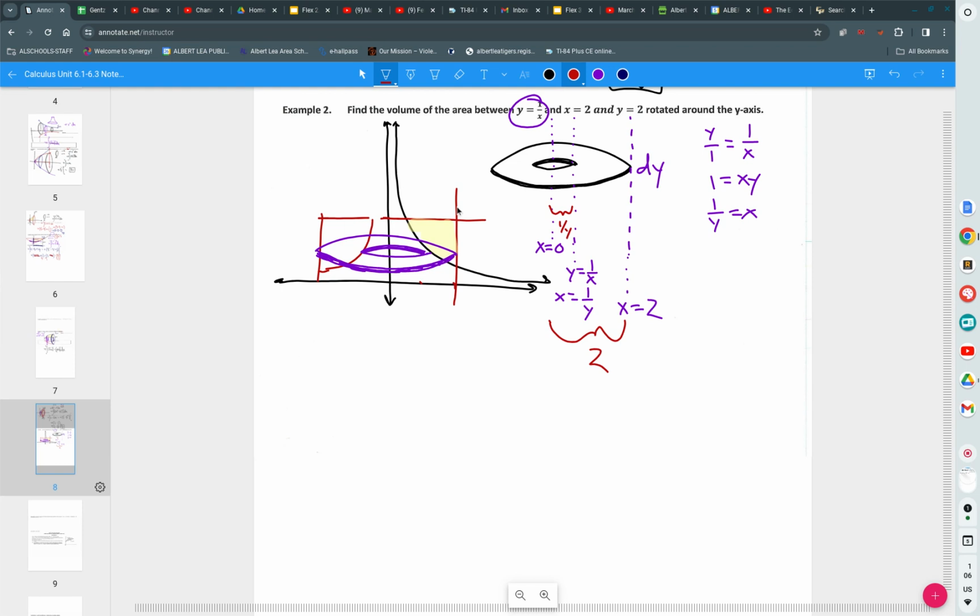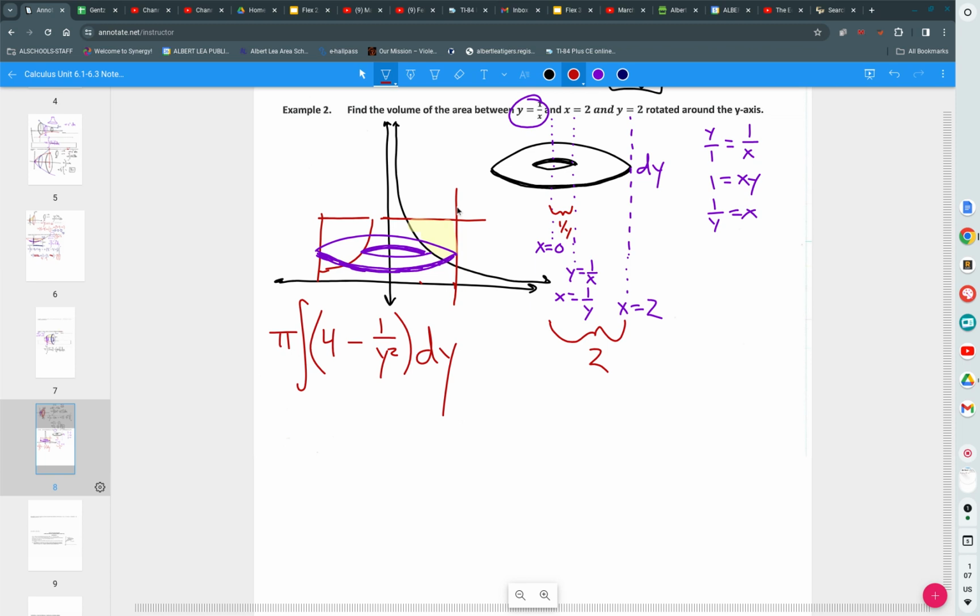So as we set up pi times big R squared. What is big R squared going to be? 4. Minus, what is little r squared going to be? 1 over y squared, dy. That is the volume of that little washer slice. And now I need to integrate in order to do an infinite number of them.